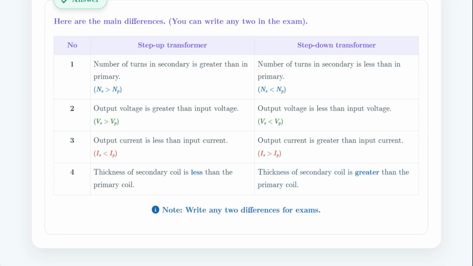For your board exams, you only need to write down any two of these matching pairs. Pick the ones you find easiest to remember.